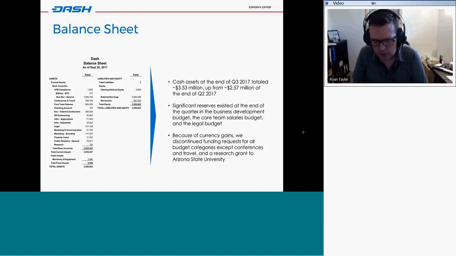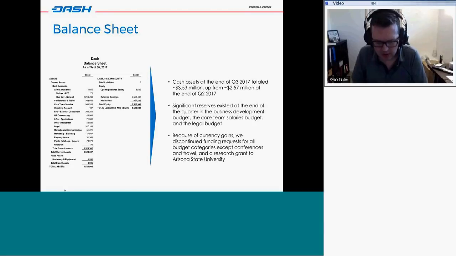Moving to the balance sheet, we again saw significant increases during the quarter of nearly $1 million. As reported on the income statement, all of the gains were attributable to currency gains. Because of the currency gains, there were no requests from Dash Core Group for funding during the quarter for all budget categories except for conferences and travel, and a research grant that was provided to Arizona State University. This includes no proposals put up for the Dash Core Group salaries, anything for any of these other categories.